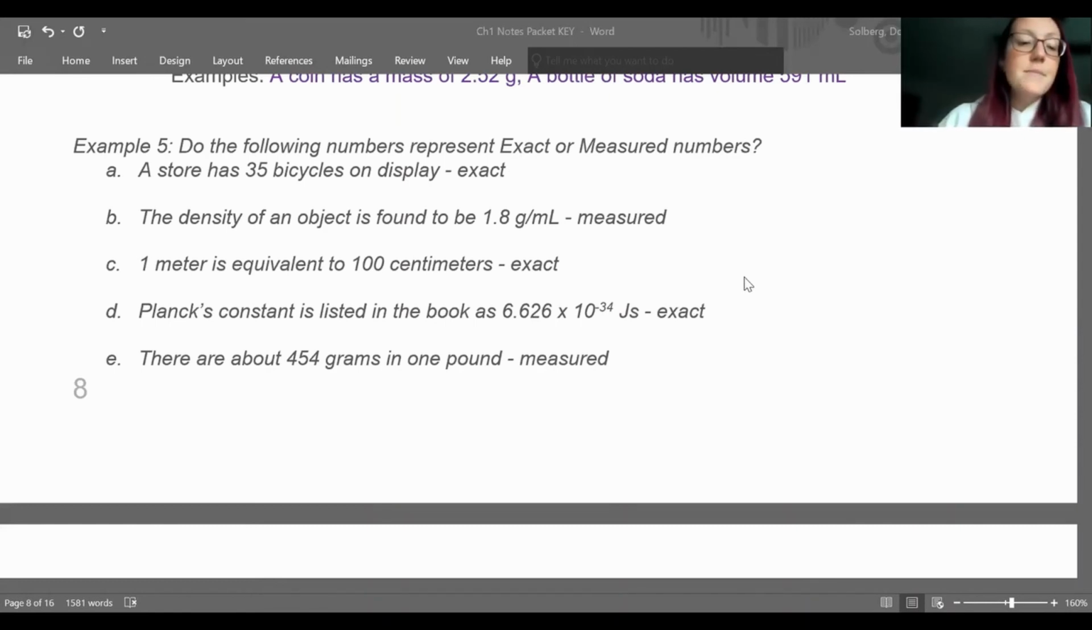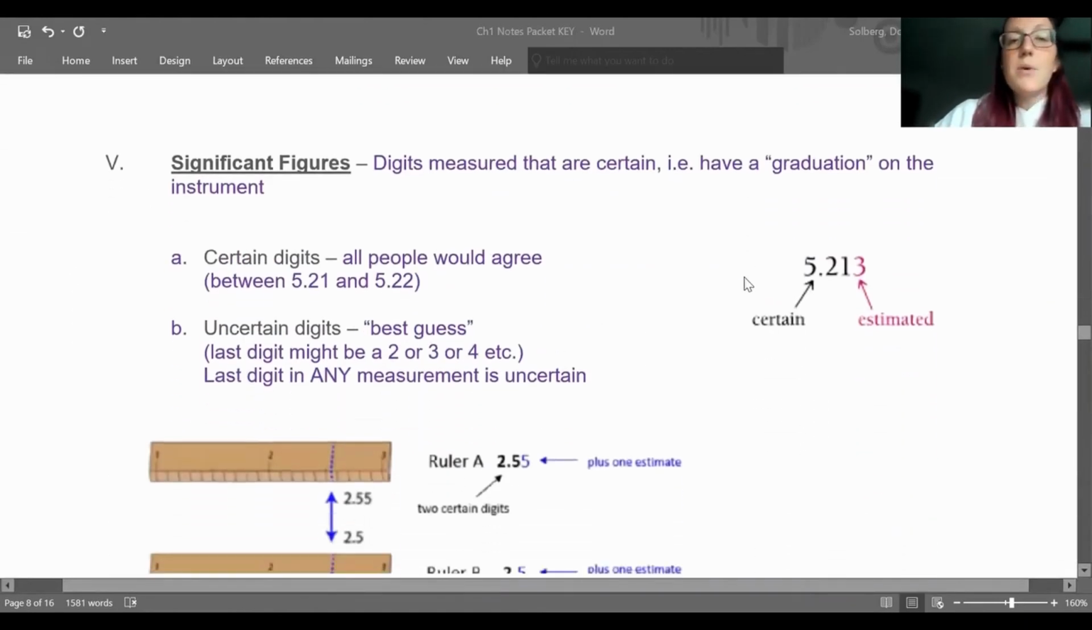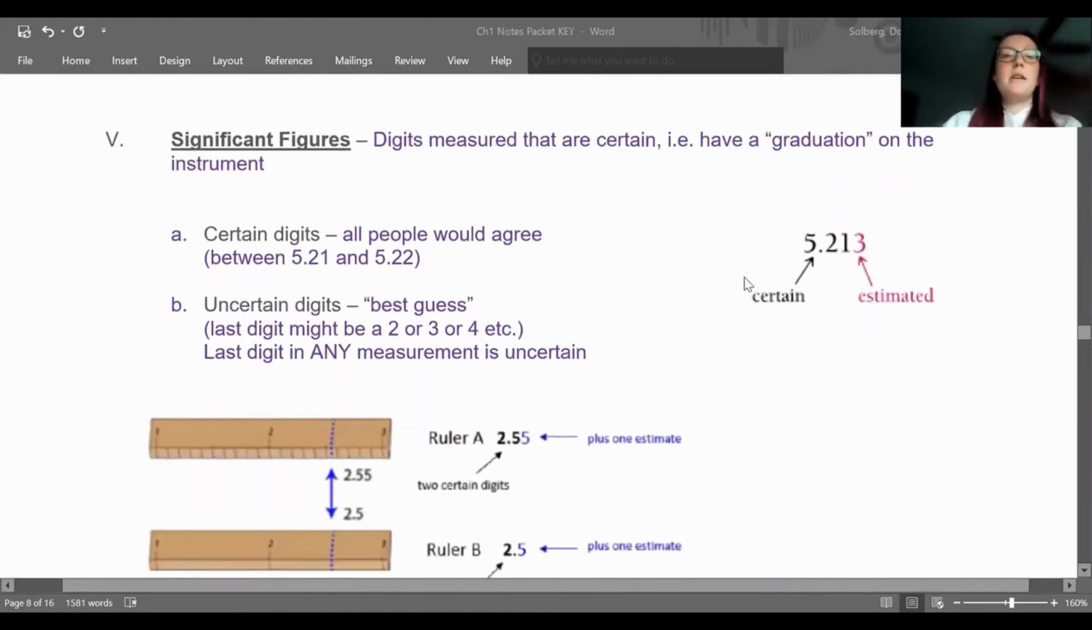That is exact. Planck's constant is listed in the book as 6.626 times 10 to the negative 34th joule seconds. That would be exact. Any type of definition is an exact number. There are about 454 grams in 1 pound. Well, that would be measured. It sounds like they are estimating, right, about 454 grams in 1 pound. If you actually looked it up, however, that would tell you the exact number. So there's a difference between exact and measured. Okay, now we're going to go more into measured numbers.